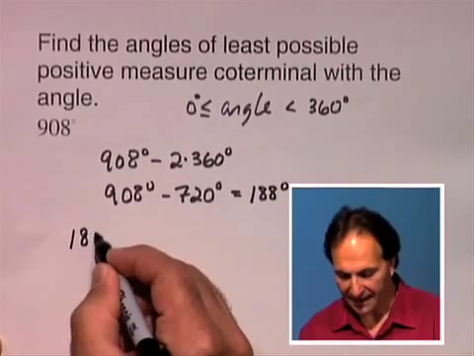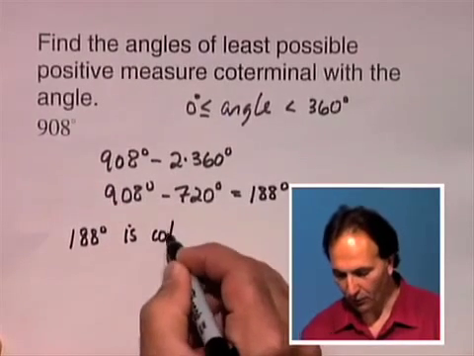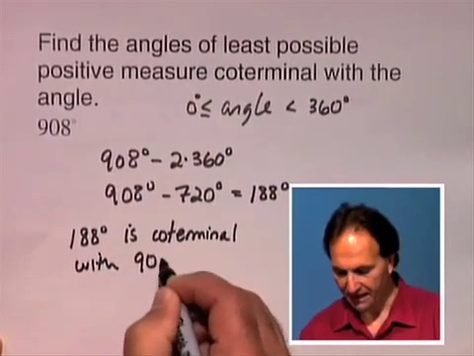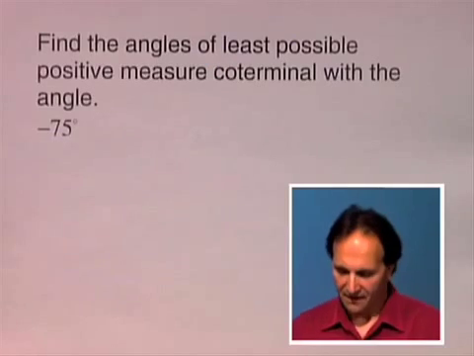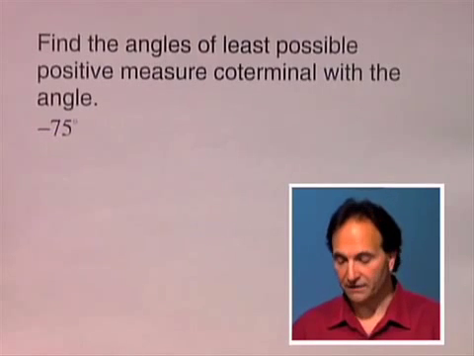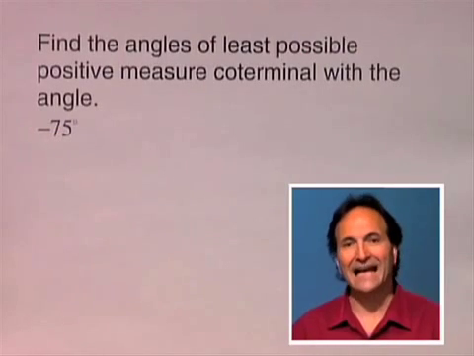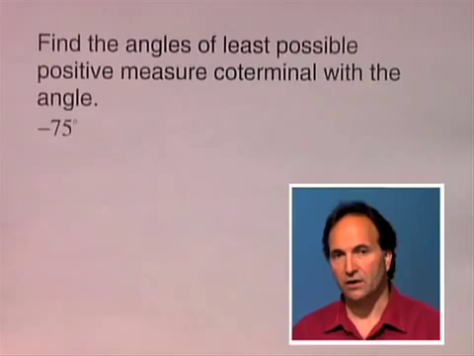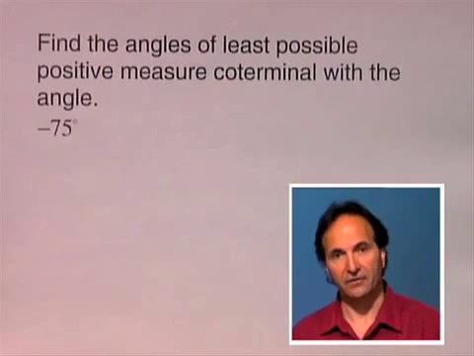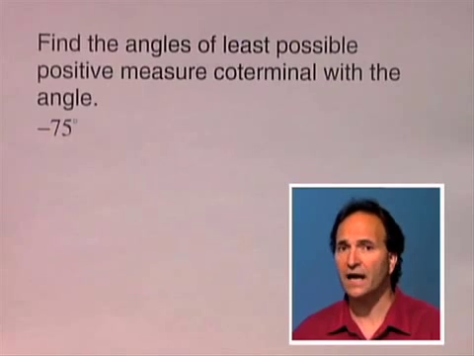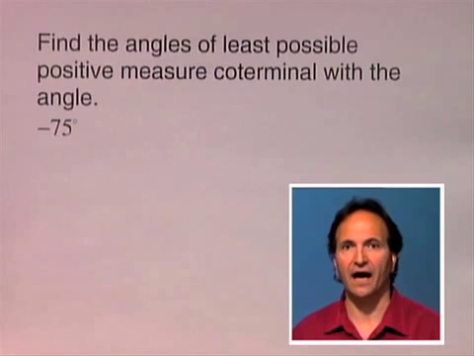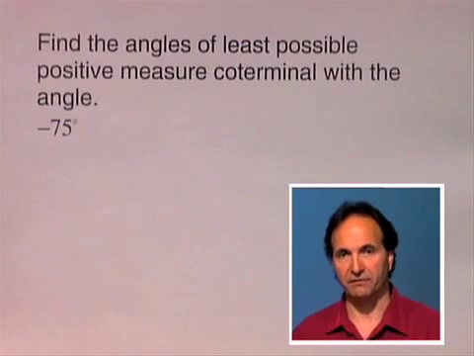So 188 degrees is coterminal with 908 degrees. Let's look at another one. Find the angles of least possible positive measure coterminal with the angle negative 75 degrees. Now in this example, we want to end up with a coterminal angle that's between 0 and 360 degrees. So this time we're going to have to add some multiple of 360 to the negative 75 so that that result is between 0 and 360.